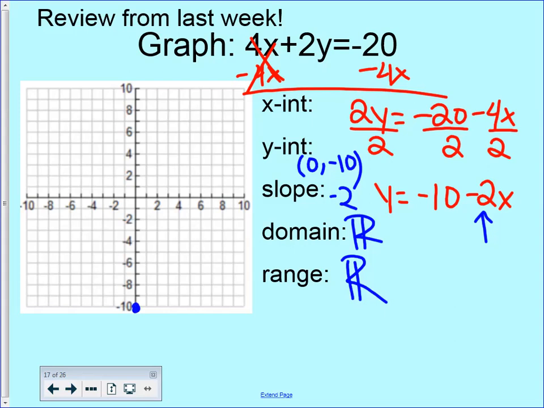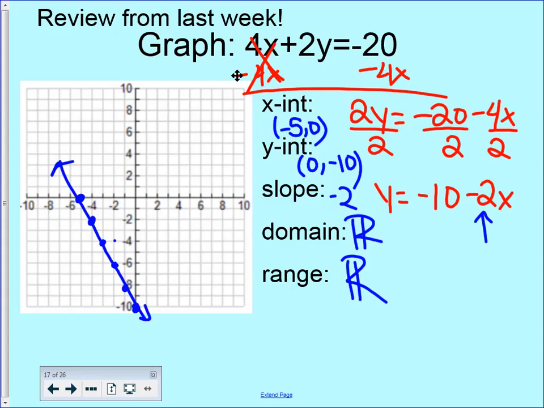Well, here's the thing. If I go down 2, right 1, like I'm supposed to here, I'm not going to get any closer to my x-axis. So I'm going to go in the complete opposite direction to get the rest of this line. And go up 2, left 1, up 2, left 1, and keep going until I get to my x-axis. Connect your dots. And my x-intercept ends up being (negative 5, 0). So that is a review of what we did last week, okay?